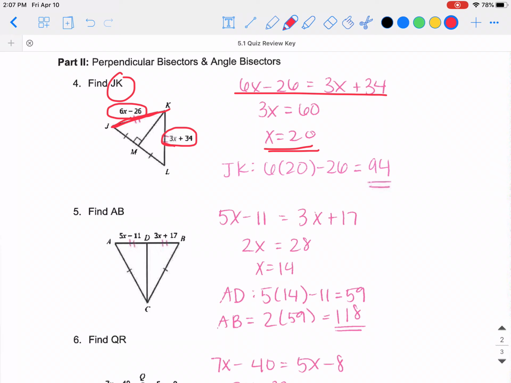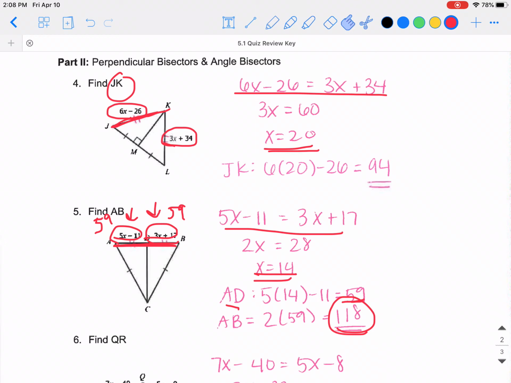For number 5, find AB. We have two expressions here. They're equal to each other, so set them equal and solve for x. You get x equals 14. Then to find AB, which is the entire base of our triangle, you can choose either of these expressions to plug into and then just multiply by 2. So I plugged in for AD, which is 5 times 14 minus 11, which is 59. So this part here is 59, which means this other side has to be 59. So the entire length is 2 times 59, which is 118.